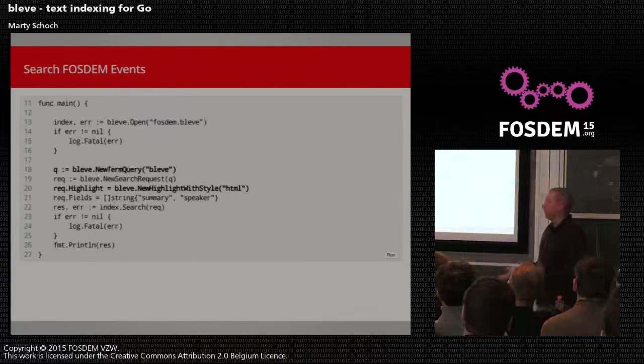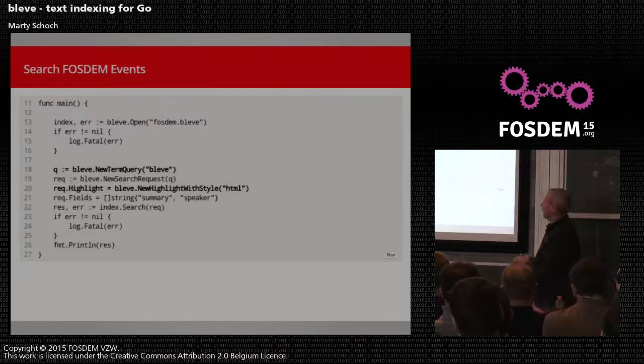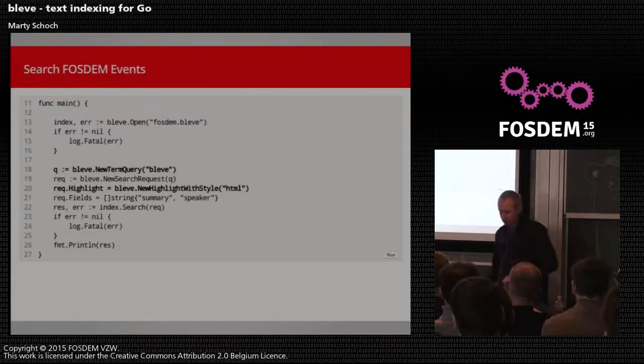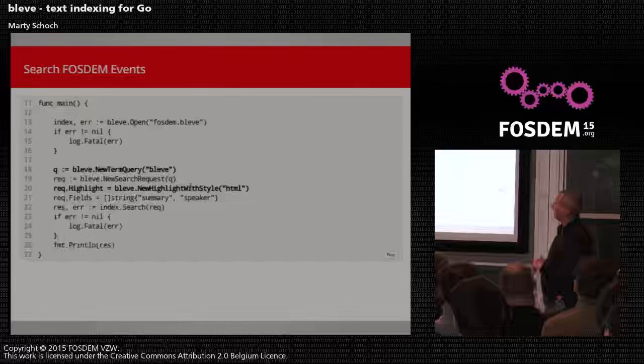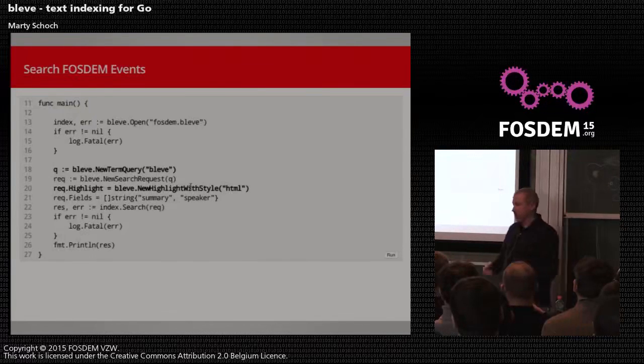And now we should be able to do a lot of interesting searches on this data because there's a lot of good text in that data set. So to start with, I'm going to do a very simple term query, just like the ones we saw earlier, but I'm going to search for the term Bleve, which is the name of this talk, or this library. And I'm also going to add one other thing on line 20, which is I'm going to ask it to highlight with a style called HTML in the results. So this is going to highlight matching terms in the results set.